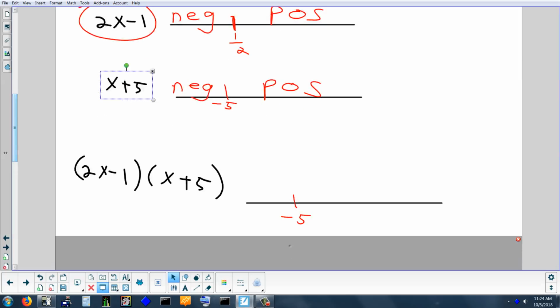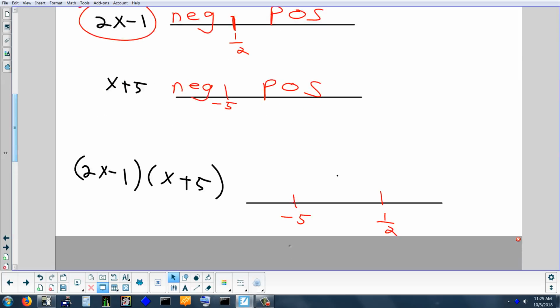Doesn't have to be to scale, just put them in numerical order. -5, 1/2. This number line is going to tell us the final answer. All we have to do is check 3 sections, and figure out are we negative or positive.